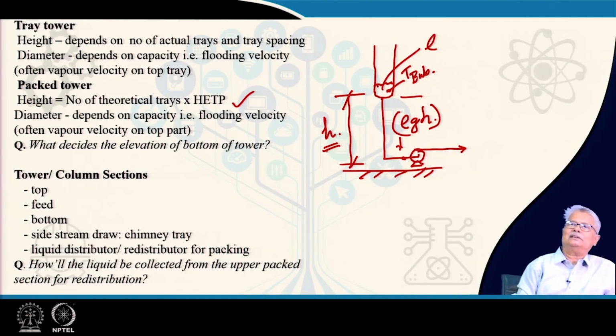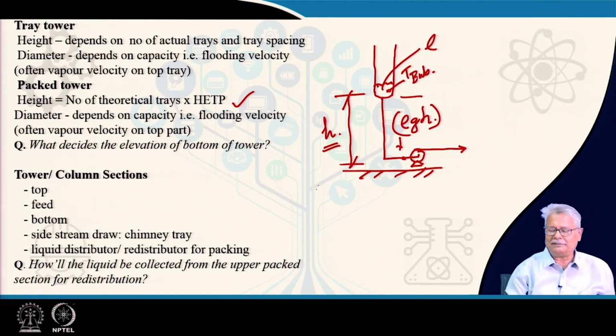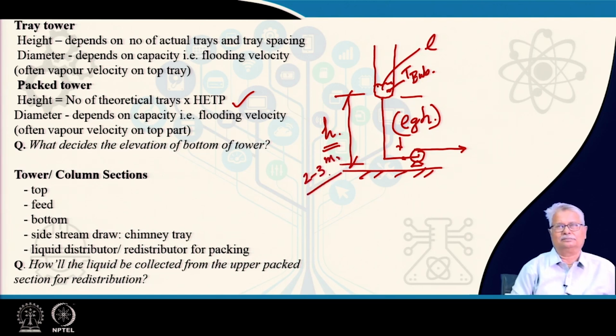So you will always find the pump, with respect to the column bottom, unless it is a very highly pressurized tower, in almost all cases you will find the column bottom elevation is at a substantial height, typically anything between 6 to 12 feet, that means 2 to 3 meters is quite common. I am talking of large industries in this case. In small industries, it could be less.